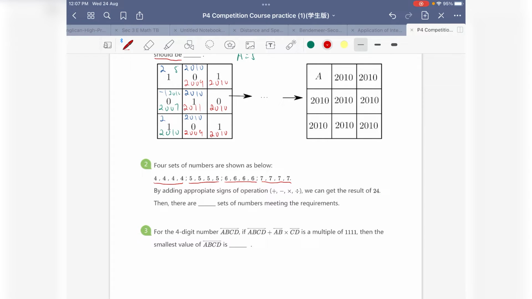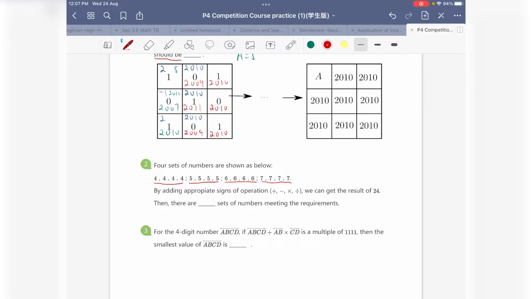Now let's take a look at this. So it is really a little bit more about creativity. How do we manipulate the signs such that we actually get 24? So let's take a look at the first set over here, which is 4 4s.